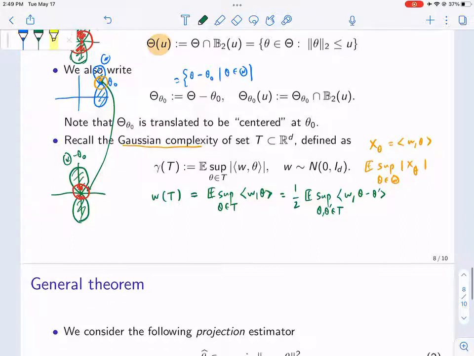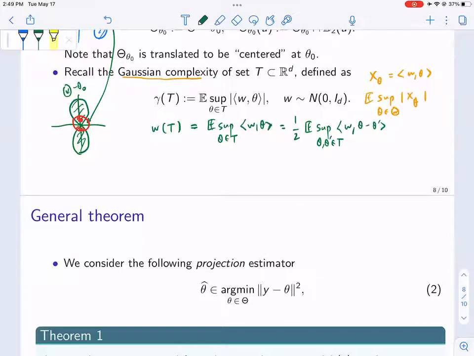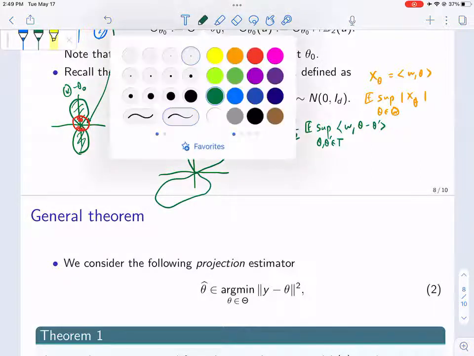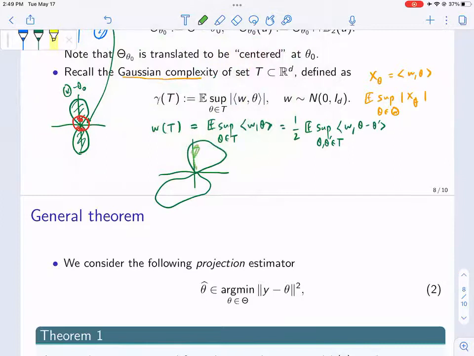This is measuring a sort of width of a set in direction W. So if you think of, suppose I have a set, like a strange set. Let's say I have this weird set.